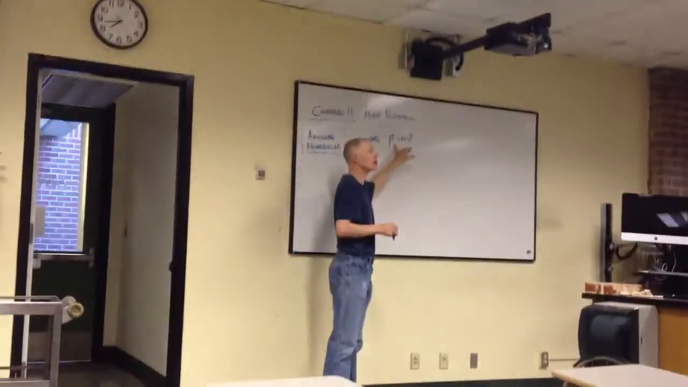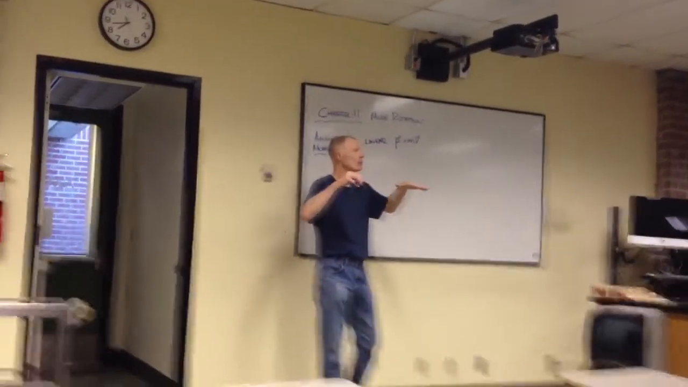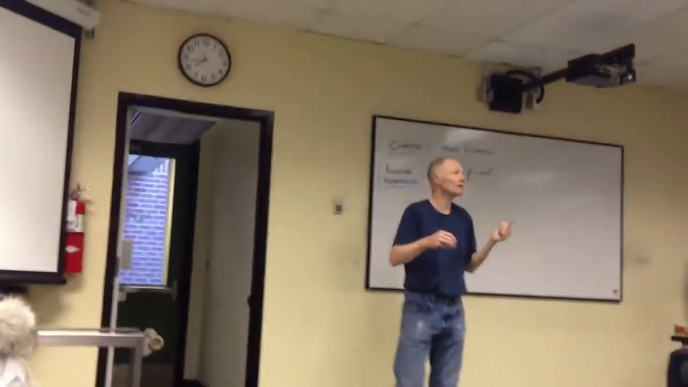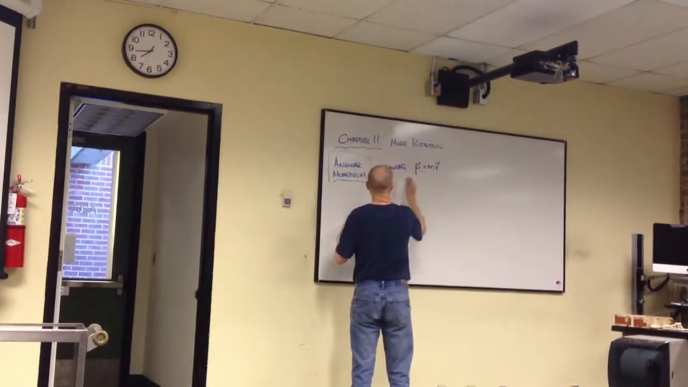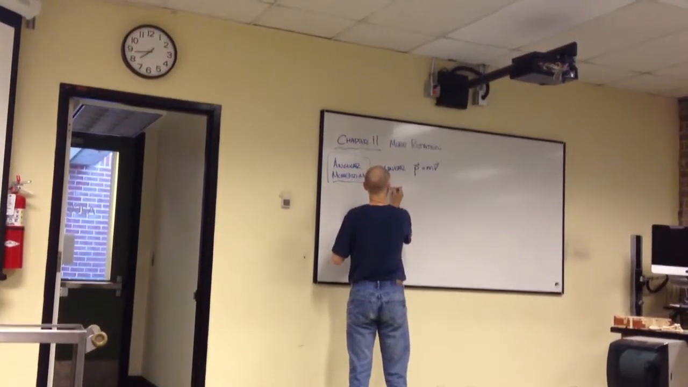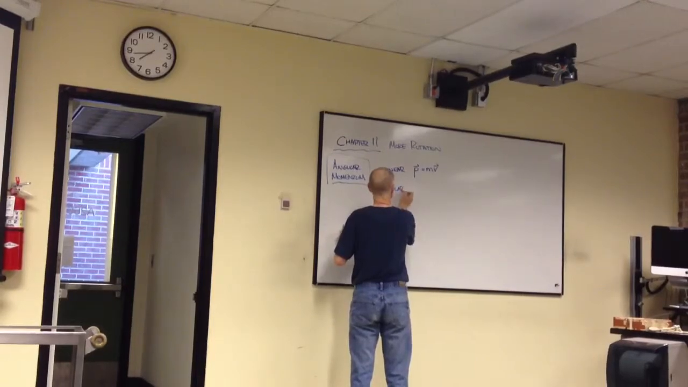Vector sign here means that we could break these down into components, px, py, pz, and they're proportional to vx, vy, and vz. Linear momentum looks like this. What would the angular version look like?